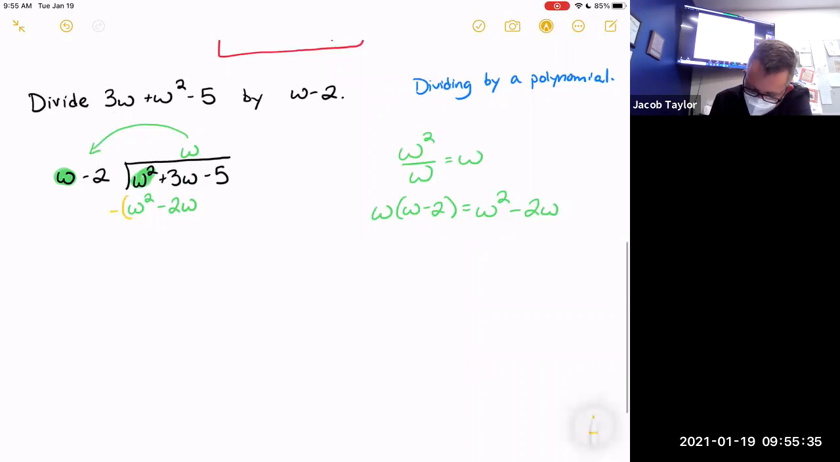We're going to subtract the w squared minus 2w. So w squared minus w squared is 0. But what is 3w minus negative 2w? Minus negative is the same thing as plus, right? So it's really 3w plus 2w, which is 5w. How many times can w run 5w? That's the next question.